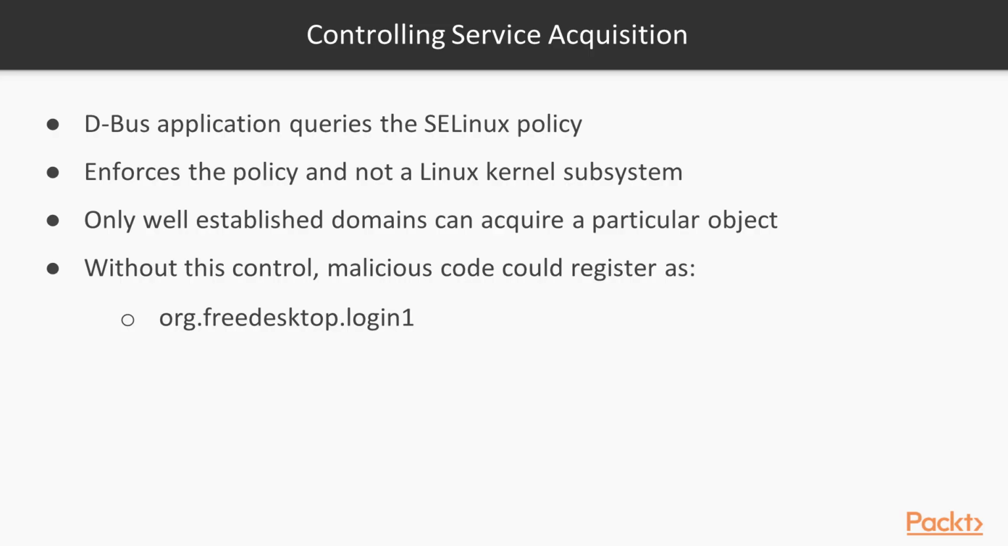Now, let's move on to controlling service acquisition with SELinux. The dbus application, like systemd, will query the SELinux policy to identify whether a particular operation is allowed. Again, it's the dbus application itself that enforces the policy, not a Linux kernel subsystem. The first control that administrators can enable within dbus is to ensure that only well-established domains can acquire a particular object within dbus. Without this control, malicious code could register itself as being org.freedesktop.login1, for instance, and act as a system daemon on the bus. Other applications might mistakenly send out sensitive information to the application.